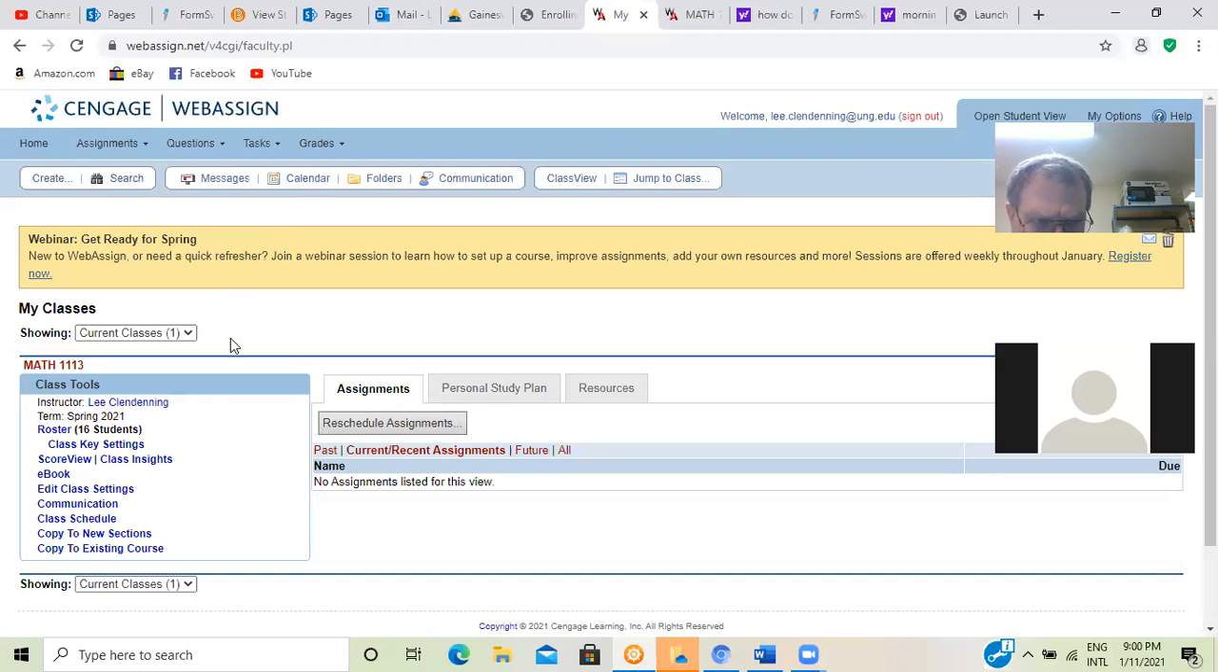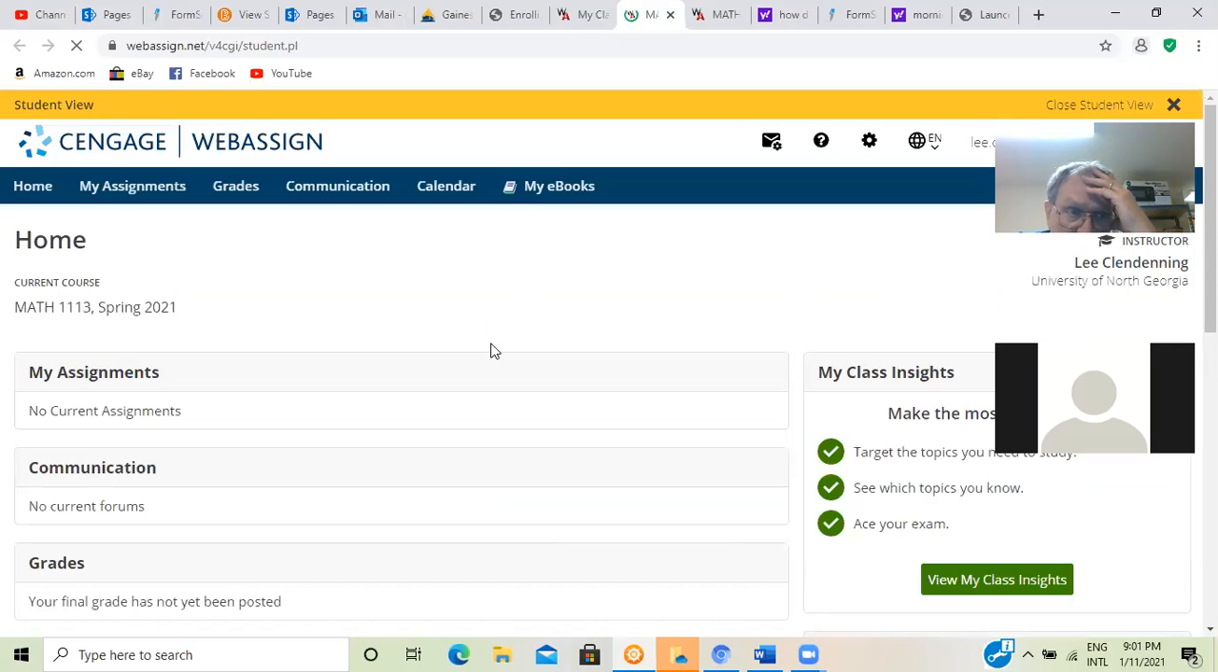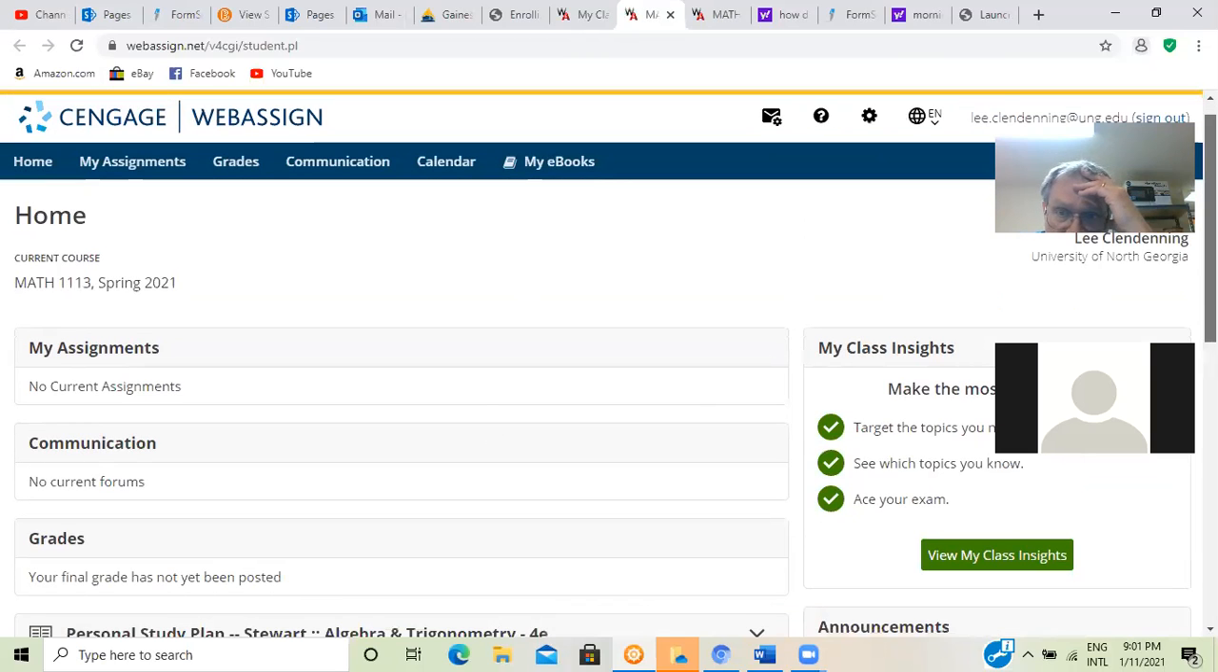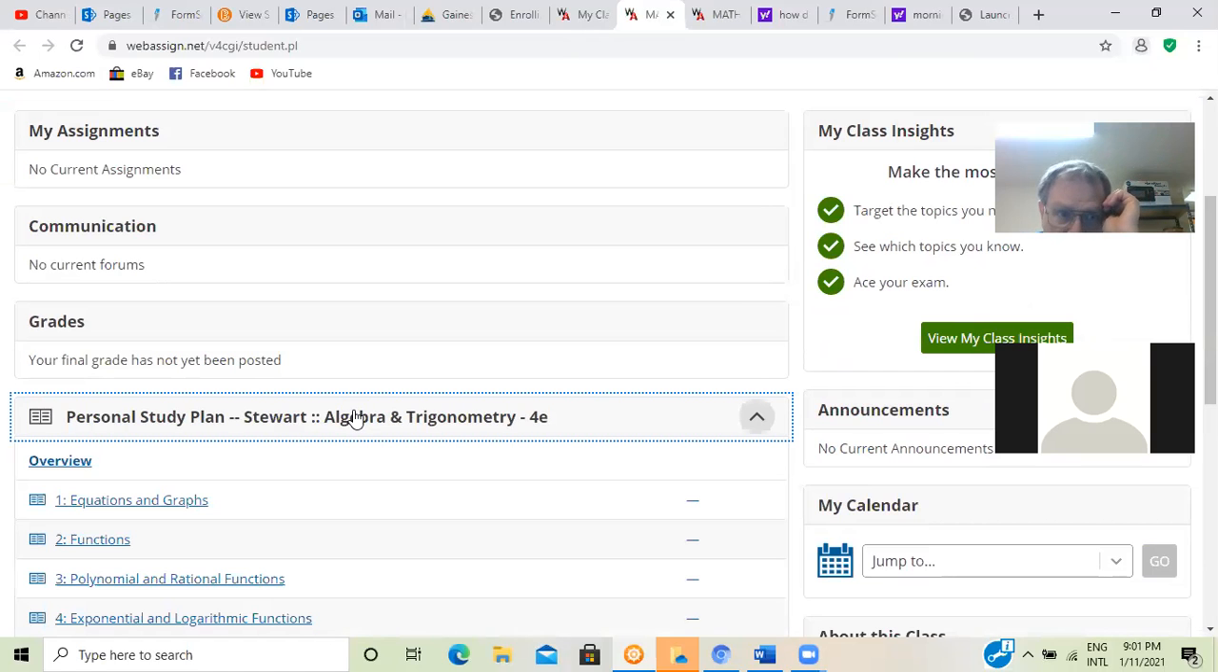First question tonight was about WebAssign, how to get to the WebAssign problems. Have you gotten to this screen? Or do we need to back up and show how to even get to this screen? I'm on the instructor view, in the personal study plan. I have to open the student view to get to a screen that hopefully looks more like yours. Does yours look more like this? Then I go to personal study plan.